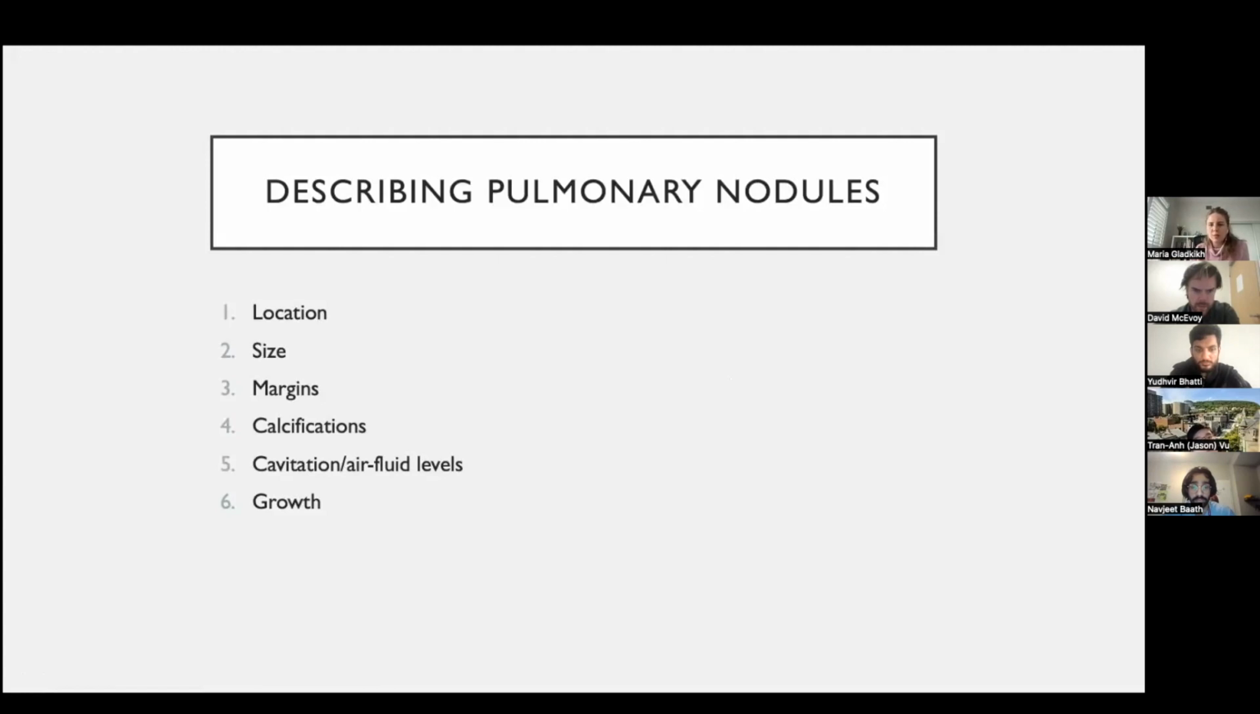And how stable is it? You want to compare it with a previous chest x-ray. Was it there previously or not? If it's new, you're more suspicious of it being, let's say, a malignancy, or, if the patient presented with infectious symptoms, a septic emboli, for example. Whereas if it's stable, there over time, you're more likely to say that it's benign.